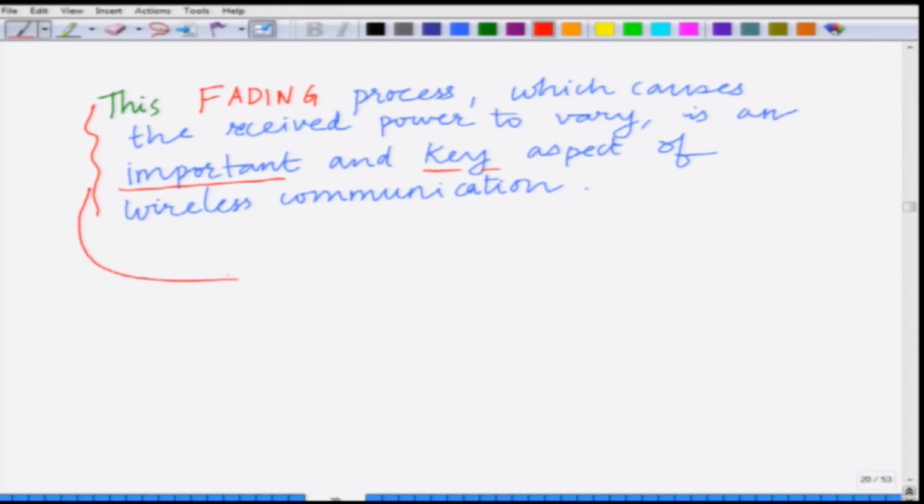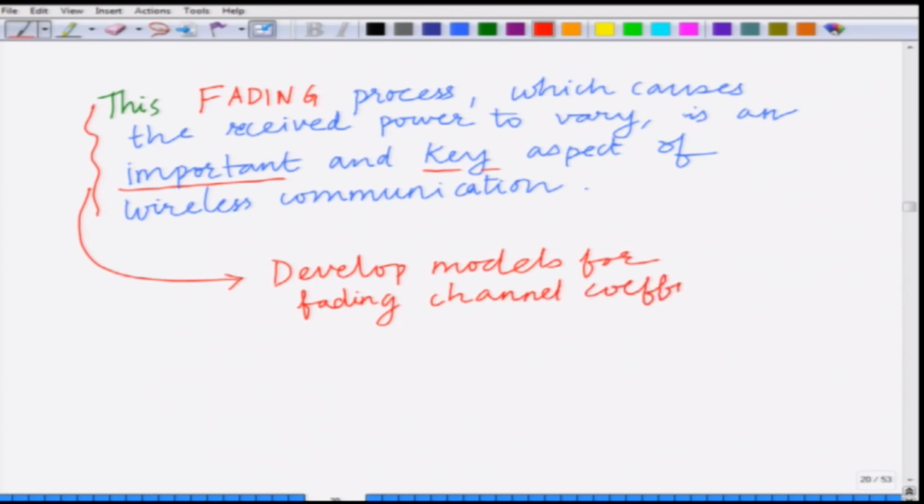So, in subsequent modules, we are going to develop models for this fading channel coefficient h, and based on these models, or in other words the model for the wireless channel, we are going to understand the various properties and performance of wireless communication systems.